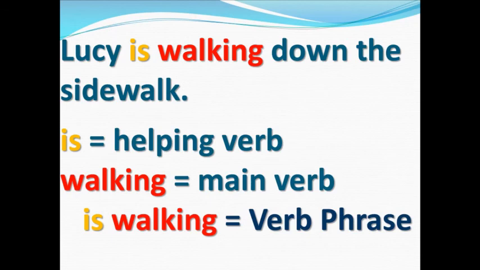Now let's try and use the example on our screen. Lucy is walking down the sidewalk. Of course, it's easy for us to identify the main verb, walking. The helping verb always comes before the main verb, is. Put them together, we have a verb phrase, is walking.